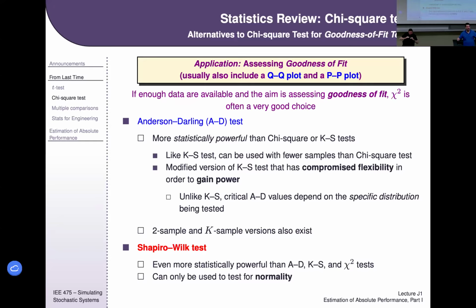But because it's so high power, if you throw a lot of data at it, it's very likely to detect a difference, even when that difference is smaller than you care about. And then the Shapiro-Wilk test, that's one of these tests of normality, very high power, but is really only good for one thing.